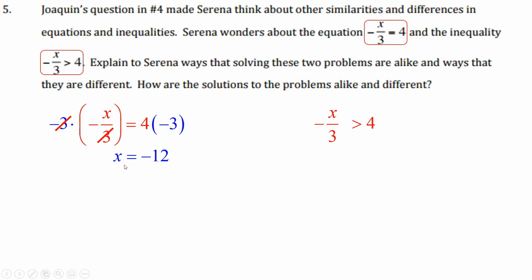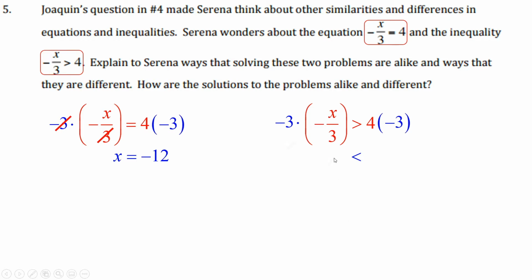So in the equation, x equals negative 12. So when we do the inequality, our first step is exactly the same, except what did we just do? We multiplied an inequality, both sides, by a negative number. Now remember the key rule of solving inequalities. When you multiply or divide both sides by a negative number, you must reverse the orientation of the inequality symbol. We've got to flip that greater than. So it becomes a less than.